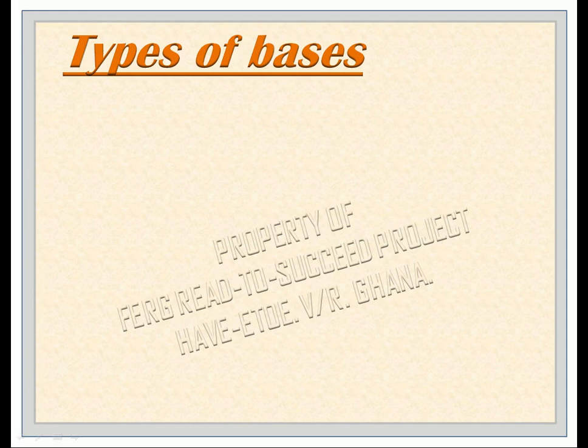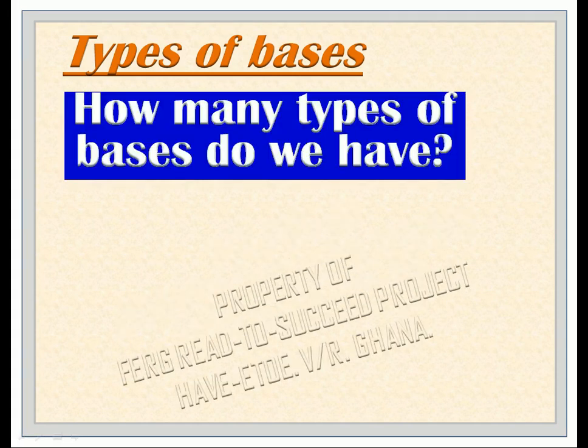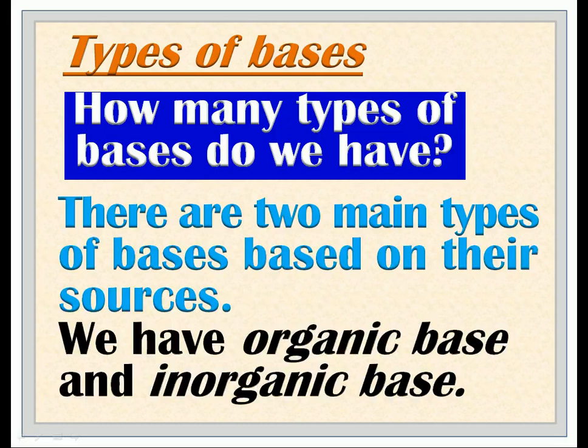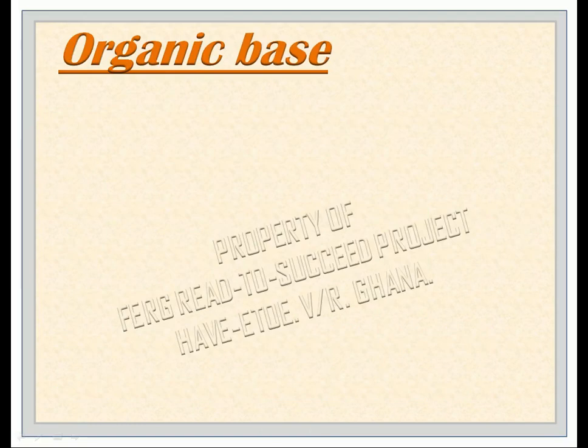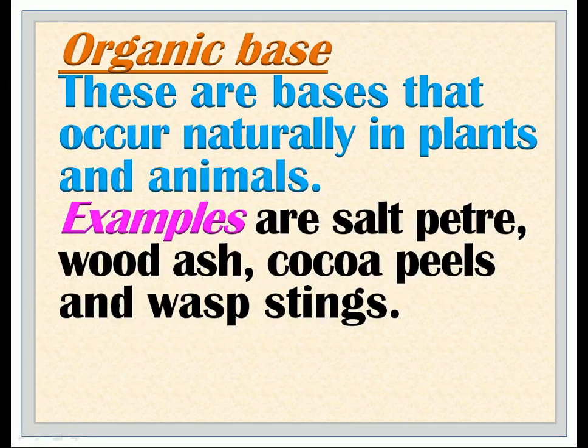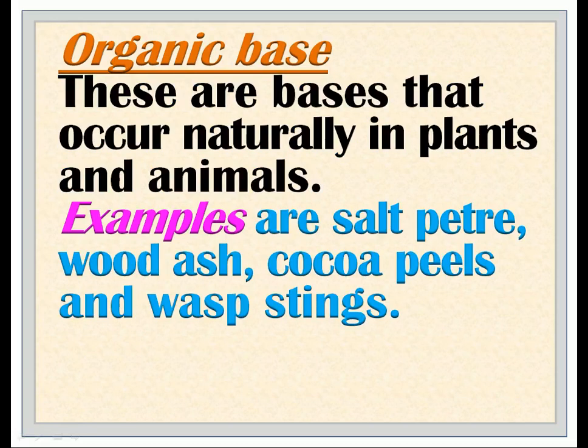Types of bases. How many types of bases do we have? There are two main types of bases based on their sources. We have organic base and inorganic base. Organic base. These are bases that occur naturally in plants and animals. Examples are saltpetre, wood ash, cocoa peels, and wasp stings.